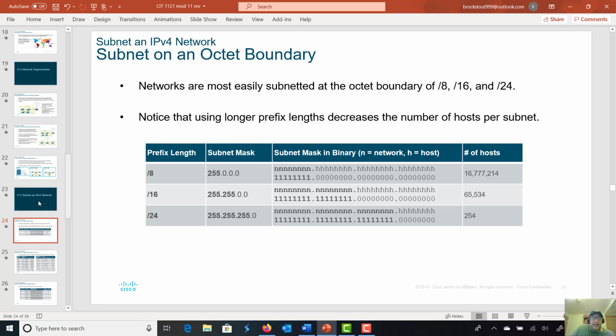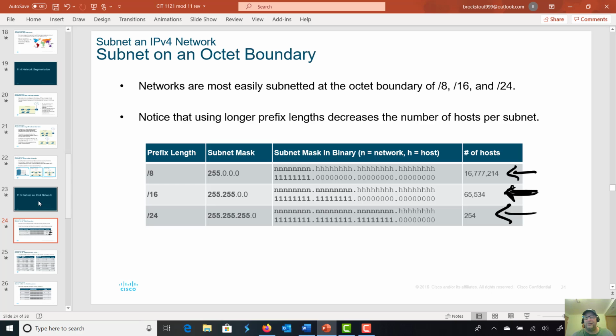Once again, in a /8, the networks are really, really big. It's 2 to the 24th power number of hosts in a given network on a /8. That's a lot. That's 16 million. In a /16, it comes down considerably to 65,000, still not manageable for a regular LAN. And then for a /24, 254 usable addresses that you can have in the network. That's a much smaller network.